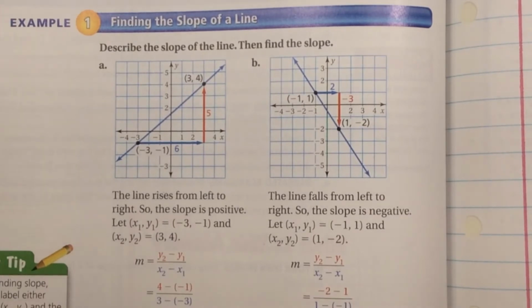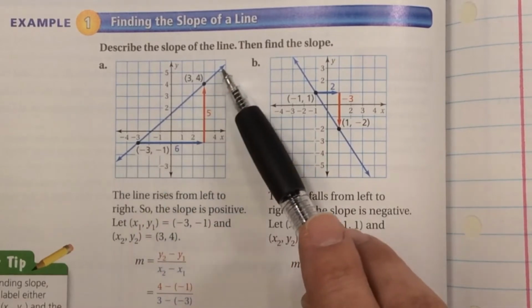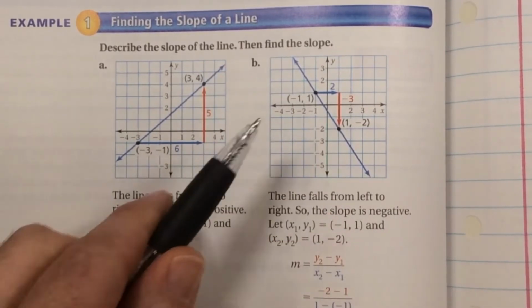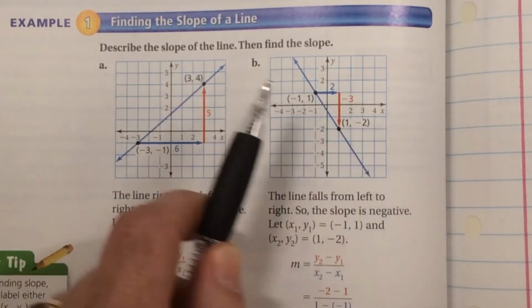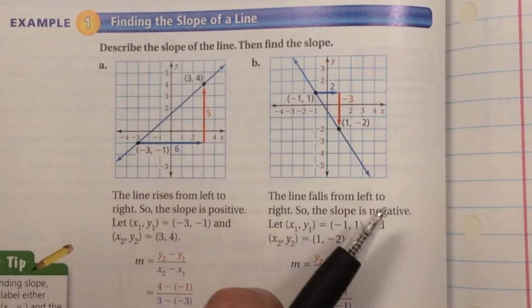Example 1. Describe the slope of the line, then find the slope. Well, this is a positive slope because as we're going from left to right, we're going up. And this is a negative slope because as we're going from left to right, this is coming down. So positive slope is going up, negative slope is going down.